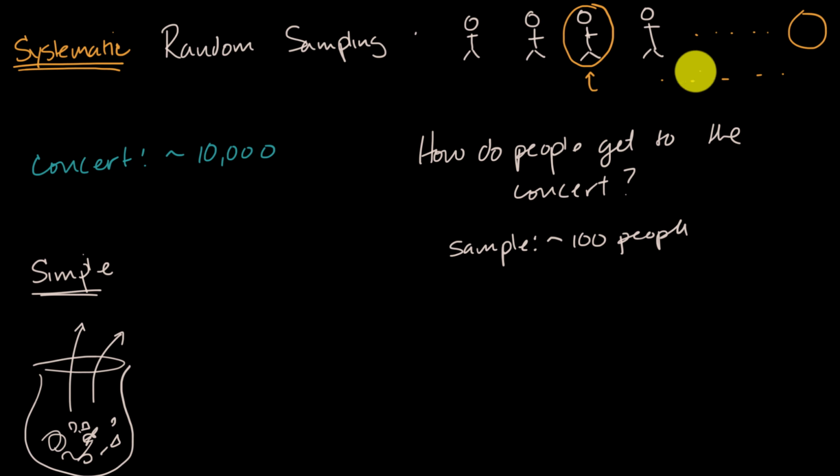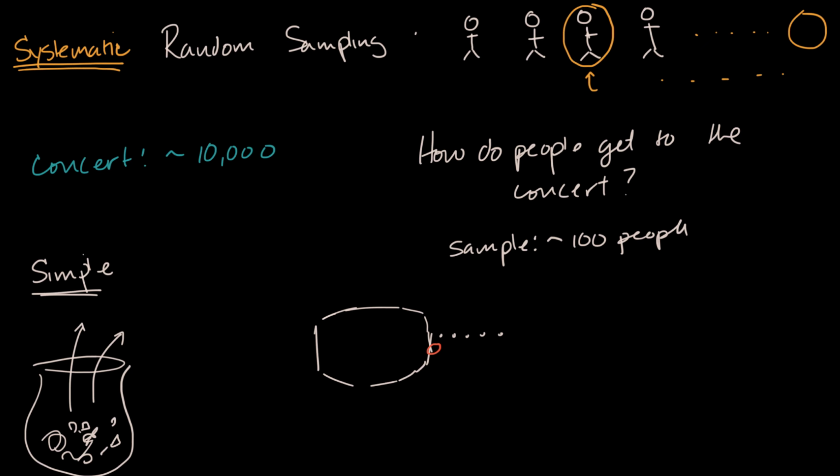Now, we have to be careful. Even systematic random sampling is not foolproof. There's a situation where inadvertently even this system has bias. Let's say that this is the arena. This is a top view of the arena right over here. And this is the line of people coming in. And this is where you are standing, and you are counting every 100th person.